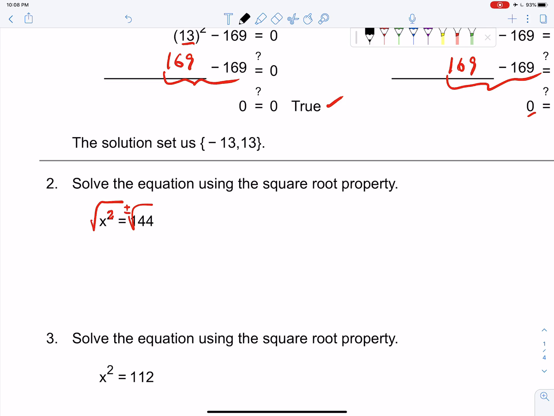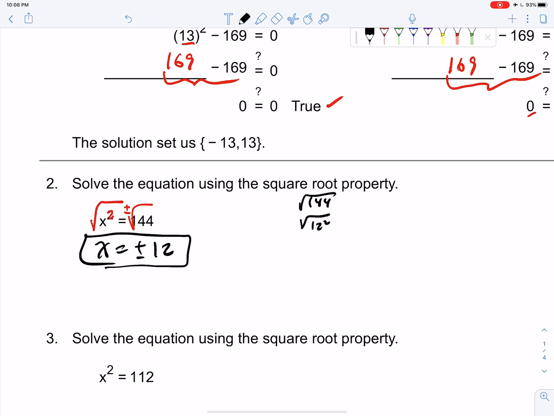So you're going to get x. The square root of x squared is x, plus or minus, then the square root of 144 is 12. Once again, 144 is just, I guess we can write it as 12 squared. So you can see that that just simplifies to plus or minus 12. X equals plus or minus 12.